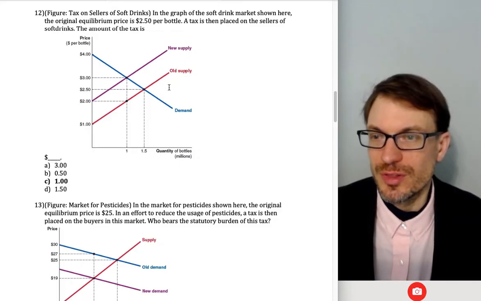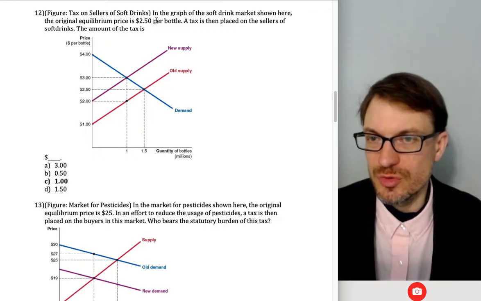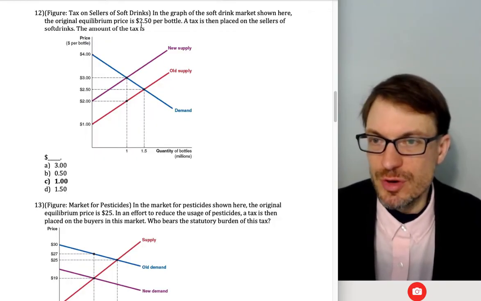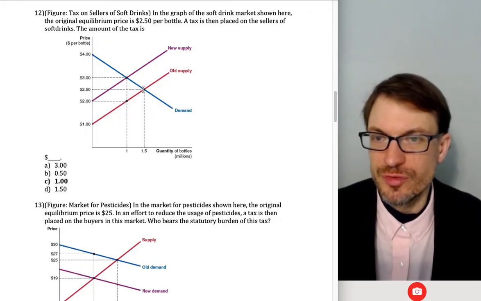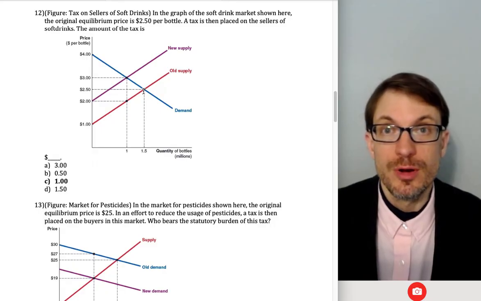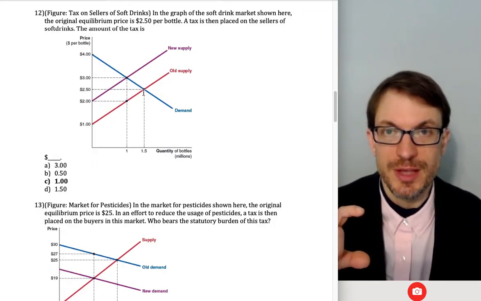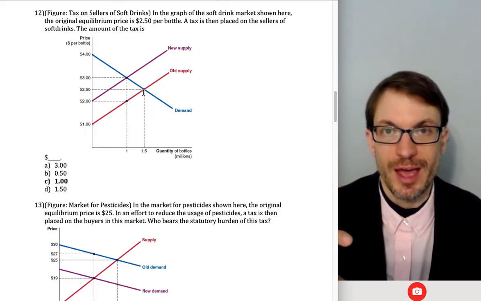So, okay, we want to think carefully about what's going on here. I'll get to that in a second. I want to work through this question. In this graph, the original equilibrium price is $2.50. A tax is placed on the sellers of soft drinks. What's the amount of the tax? Well, remember, the tax wedge, the difference between the price paid by buyers and price received by sellers, is going to be the amount of the tax.